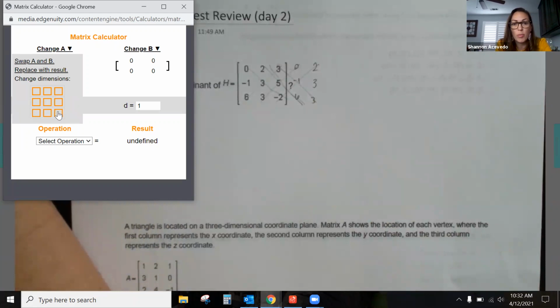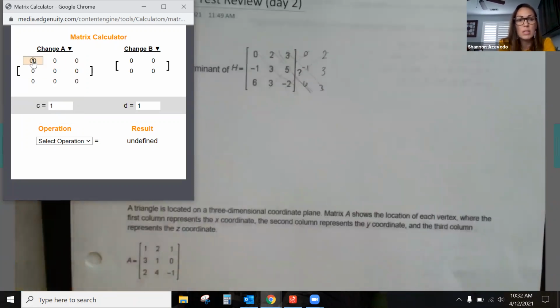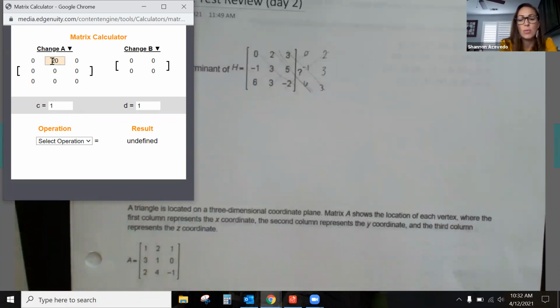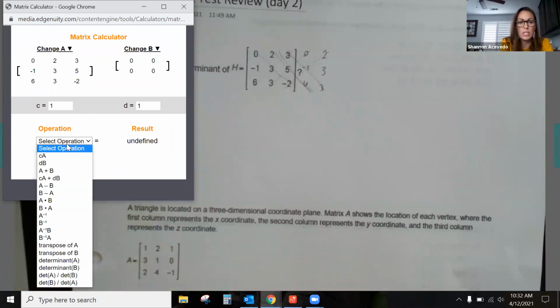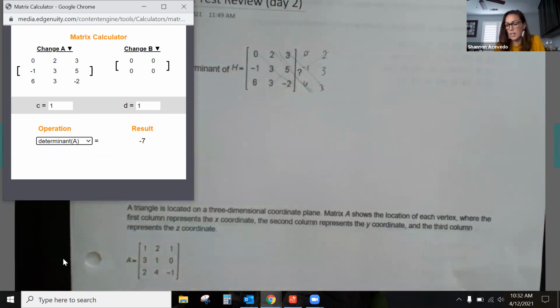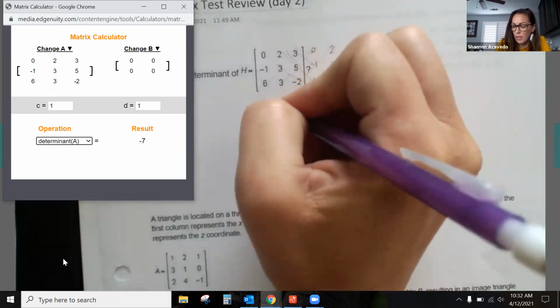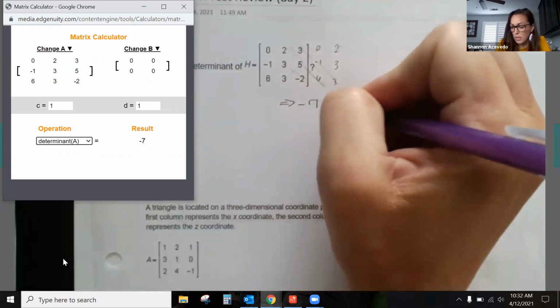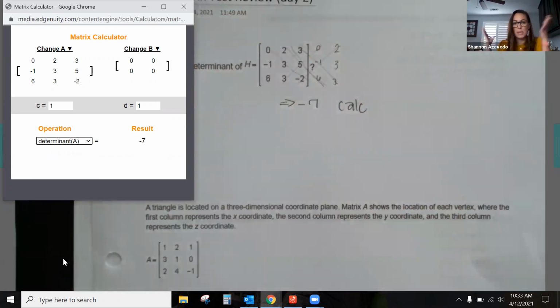So remember, a 3 by 3, and it's just going to be 0, 2, 3, -1, 3, 5, 6, 3, and -2. And then I go down to my operations and I want the determinant of it. There we go. And it's just going to be -7. So that was just put into the calculator. Easy peasy when you have that option, right?